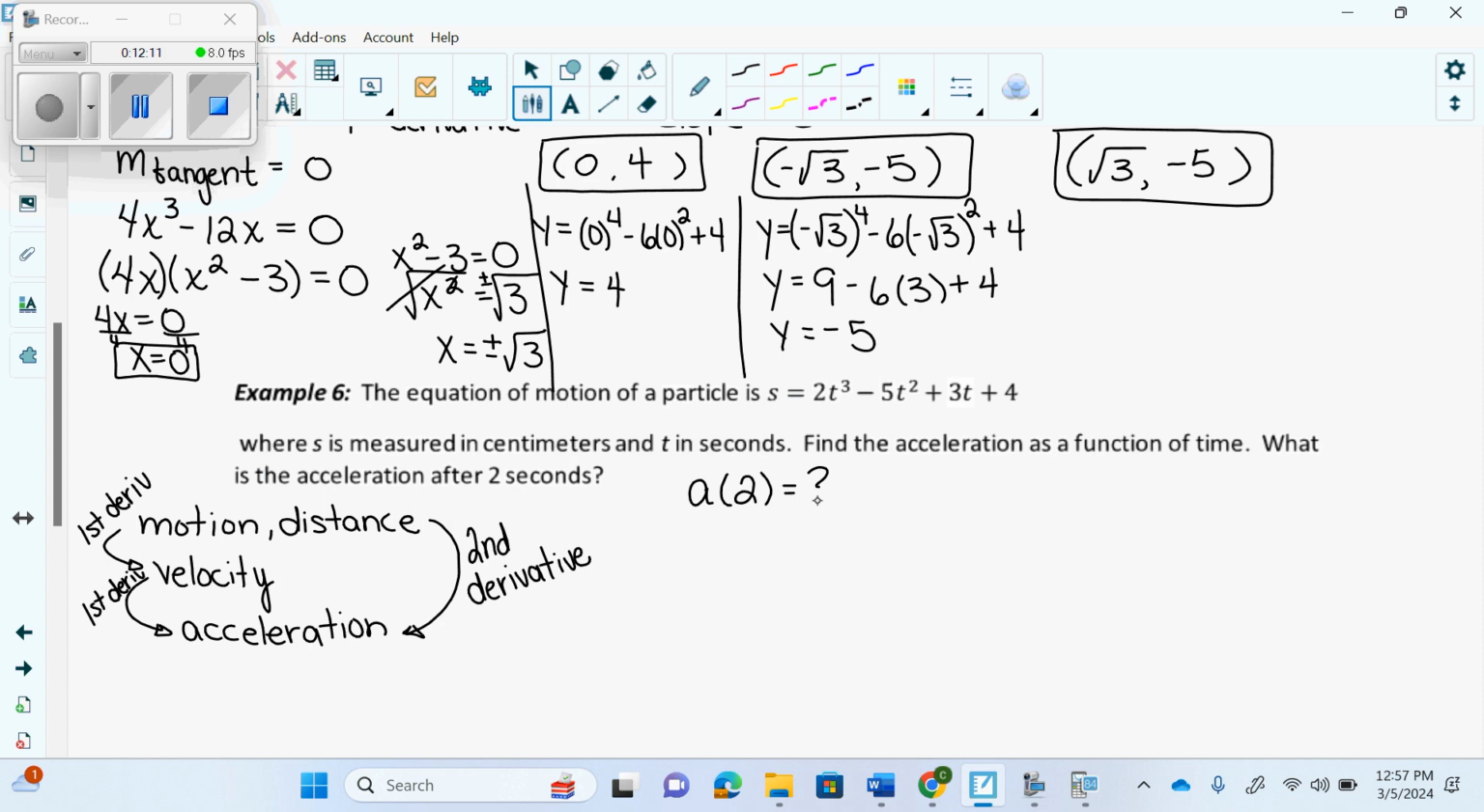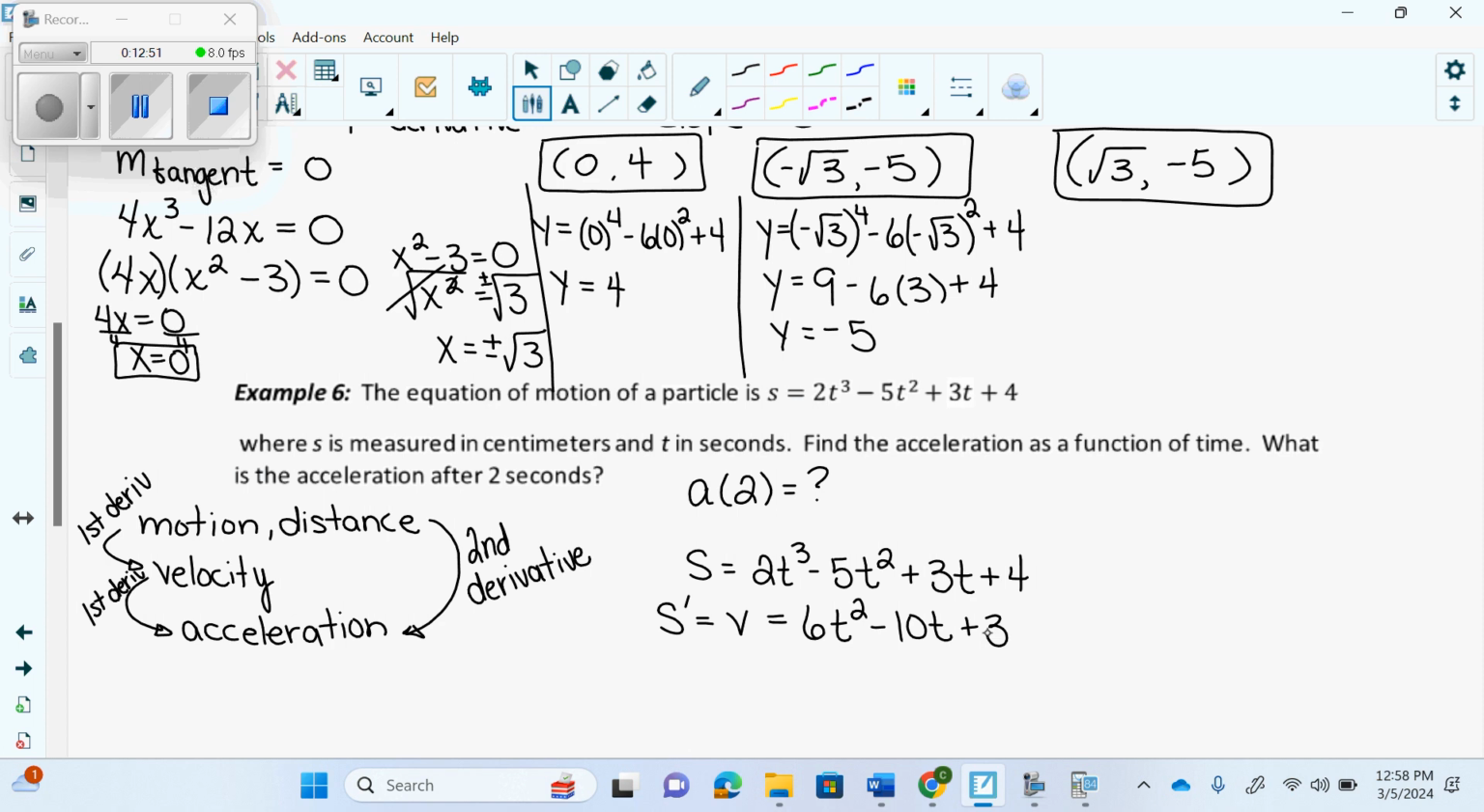Let's say S equals 2t cubed minus 5t squared plus 3t plus 4. Then S prime, or the first derivative of S, actually equals V, so S prime equals V, we agree, which is 6t squared minus 10t plus 3. That didn't ask us anything about velocity though.